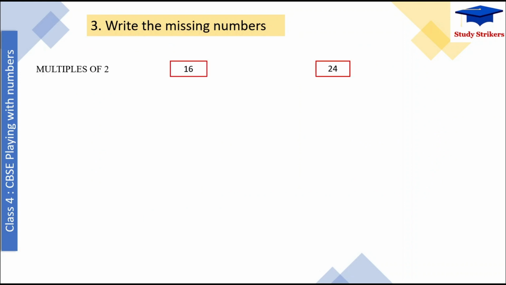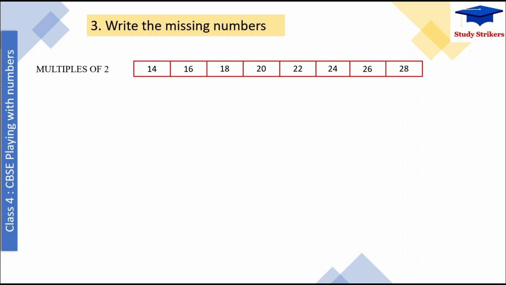We have to write here multiples of 2. They have already given us two numbers, 16 and 24. So we have to write the numbers which will come before 16, in between 16 and 24, and some numbers after the 24. So here we will start with 14, 16, 18, 20, 22, 24, 26, 28.